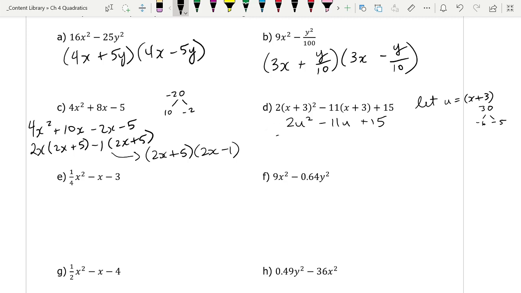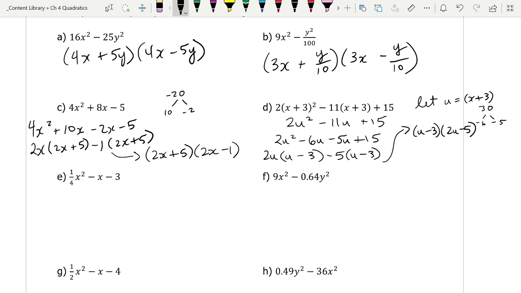So this is 2 times u squared minus 6u minus 5u plus 15. So now I'm going to factor out 2u, leaving me u minus 3. And I'm going to factor out negative 5, leaving me u minus 3. So my two factors, and again, they don't give me a whole lot of room here. My two factors are u minus 3 times 2u minus 5.